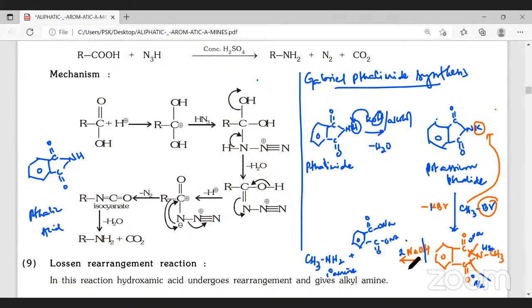This, when you treat it with 2 moles of sodium hydroxide, the 2 hydrogens react with nitrogen, and you get CH3NH2. In place of this carbon, you get ONa, and in place of this nitrogen, you get ONa. Here also the bond breaks and ONa gets bonded to this carbon. Therefore, you get the sodium salt of this acid. This is called sodium phthalate. So this is the third and important method of preparation of primary aliphatic amines. This is a named reaction, so they will ask you for the preparation of primary amines.